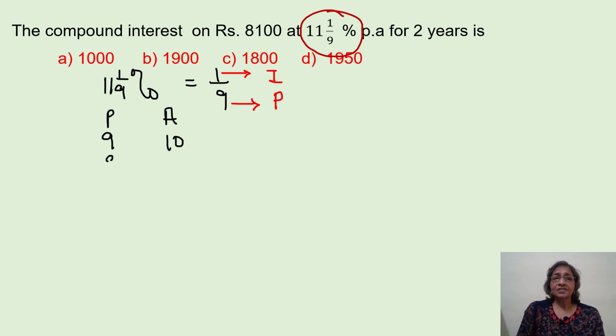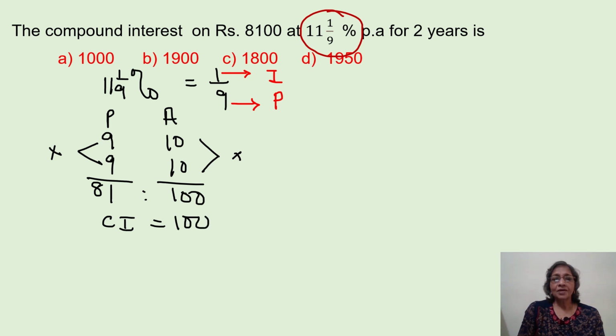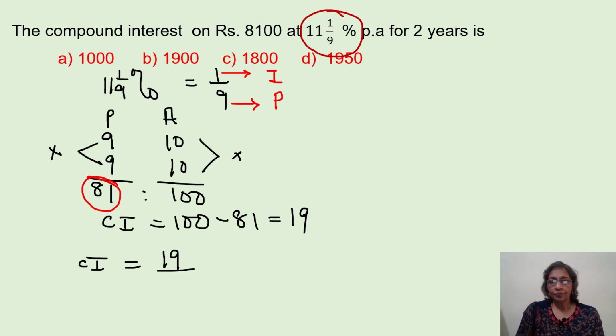Now, this is for 2 years. So, multiply these two to get the ratios. So 81 and here 100. So how much is the compound interest here? 100 minus 81, that is 19. Now find the compound interest on 8,100. Now this 19 is the compound interest when the principal is 81 rupees. So 19 upon 81 into 8,100.